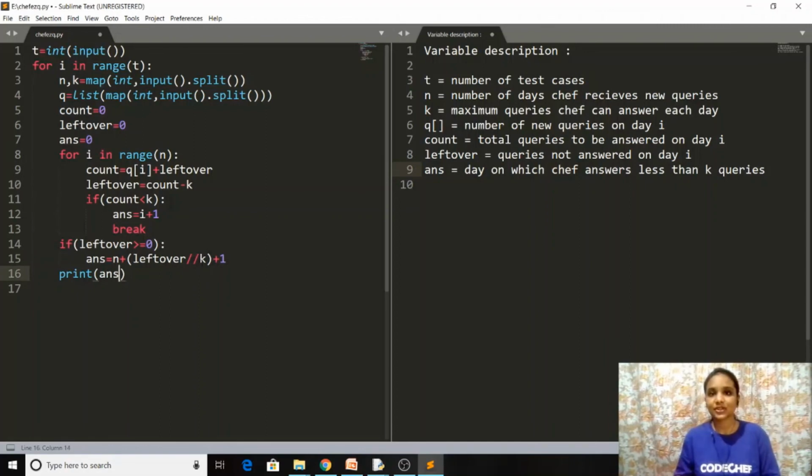So this double slash here in Python is used so that we get only the integer part of the fraction, and plus 1. So this plus 1 denotes that after these days are over, that is n plus leftover divided by k, these are the days when chef will necessarily answer the maximum queries, that is k queries, and this plus 1 is the day when chef will answer less than k queries. So that is why this increment has been done. And finally, we will just print the answer.